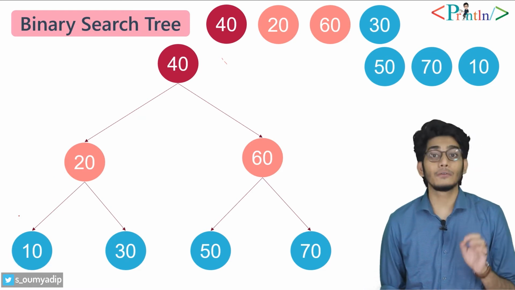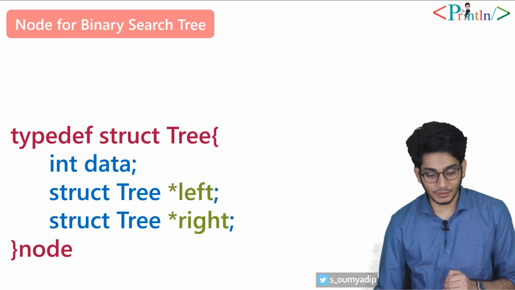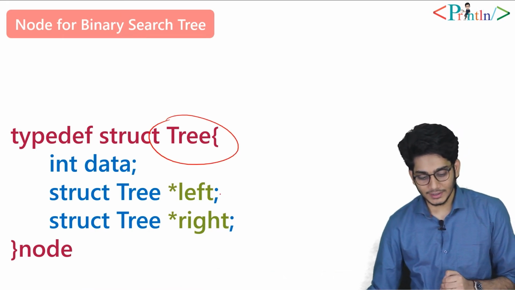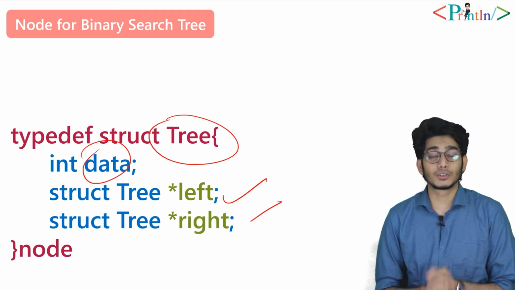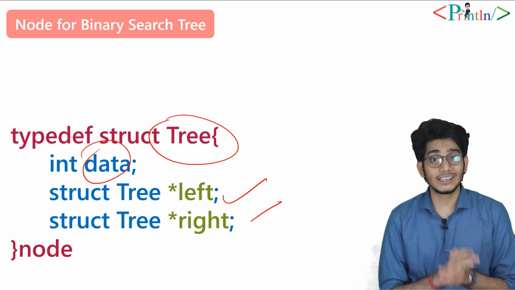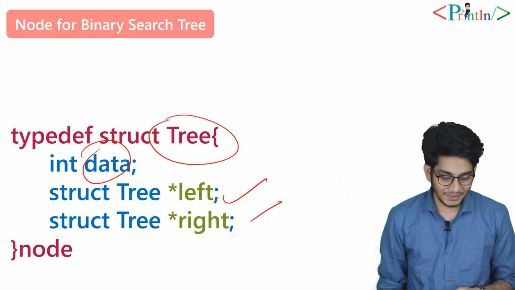Now we'll see how we can implement this in code. So at first what we have to do is declare a structure, then we'll take two pointers, that is left and right, and then we'll take the data. I have already discussed these things in my earlier video. If you don't know how to create a node, just click on the I button and watch this video.